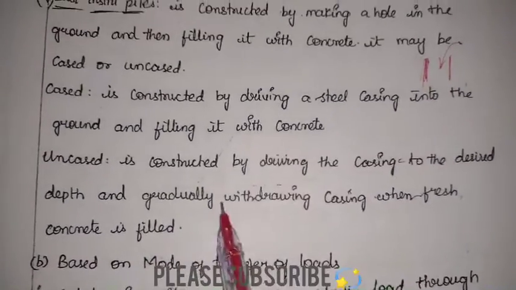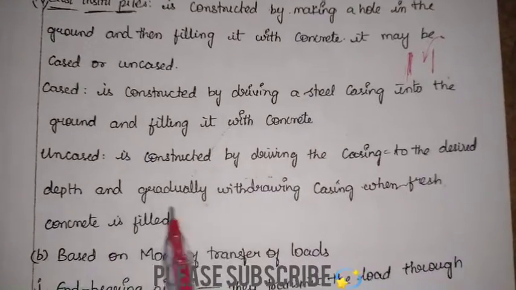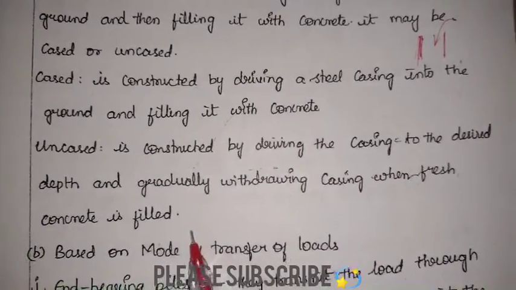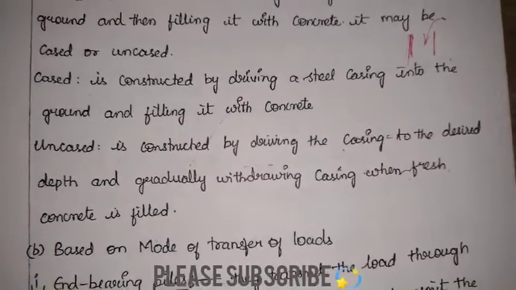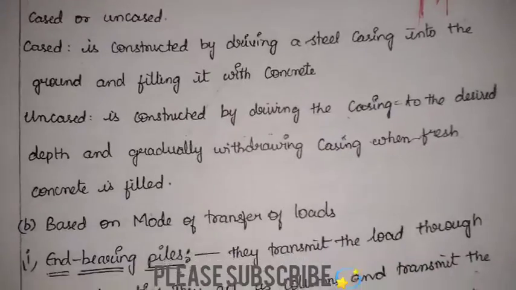Next, uncased. It is constructed by driving the casing to the desired depth and gradually withdrawing the casing when fresh concrete is filled. So here we will be providing the casing, but later on whenever the concrete is poured, we are removing it. Simultaneously we are doing that.